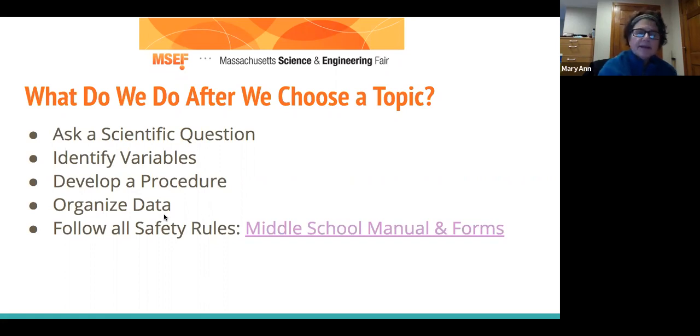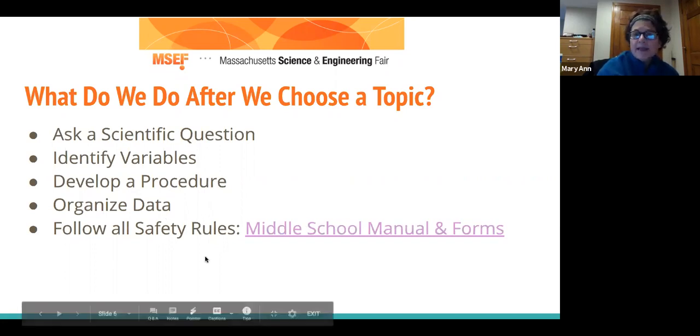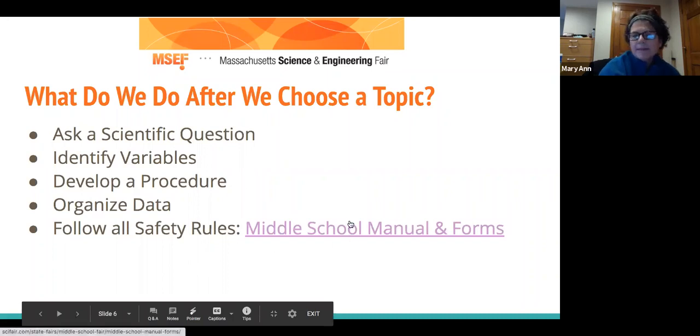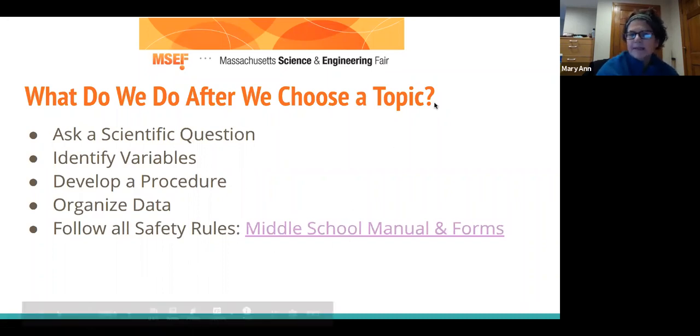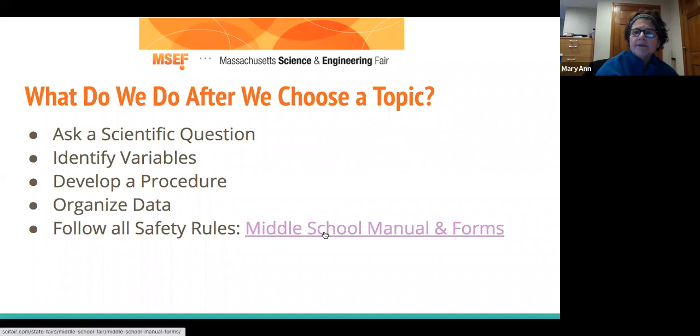But I'm going to focus just a little bit up front here on the safety rules, because what happens is a lot of kids get past the topic. And if teachers aren't aware of the safety rules, then they're already down the path a little too far, and they want to do their project, but it's not going to meet our safety rules.